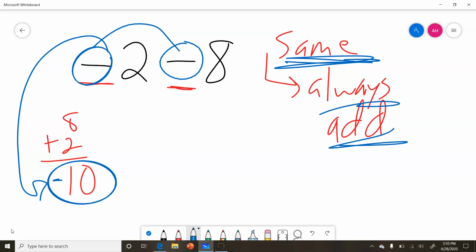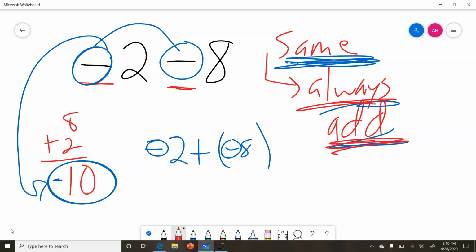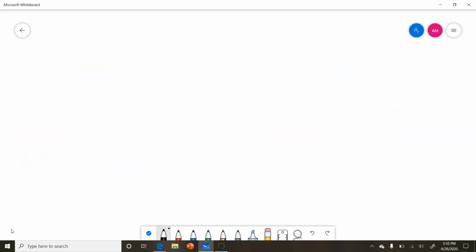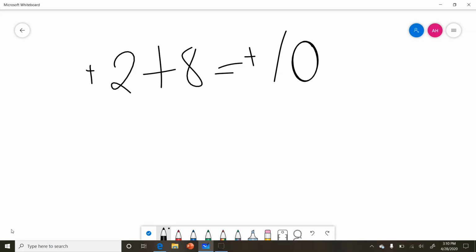Okay, no matter how you rewrite it, whether you want to write it negative 2 plus a negative 8, right? If the signs are the same, and they are here, this negative and this negative, you always, always, always add, no matter what. Okay, so if the signs are the same, you always add, just like on this problem, right? 2 plus 8, the signs are the same. This has a little plus out here, so we always add, and we keep the sign. So it's plus 10. We just leave it as 10. We don't write that in there, but it is there. The plus is always there, okay?